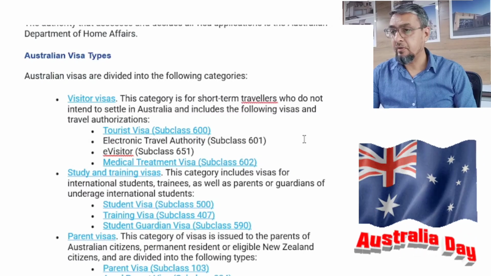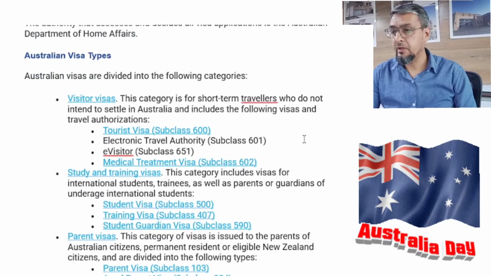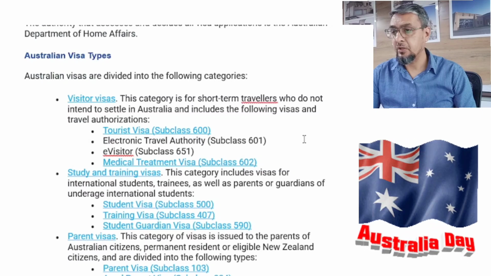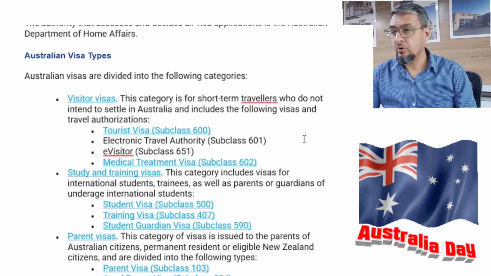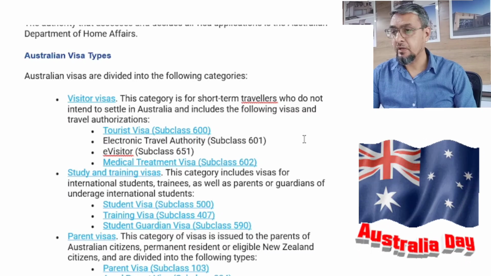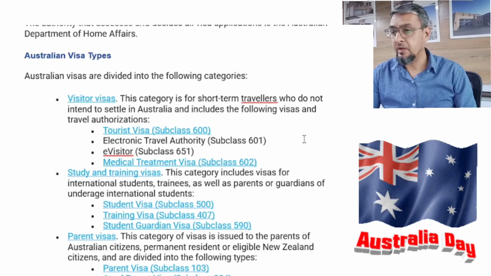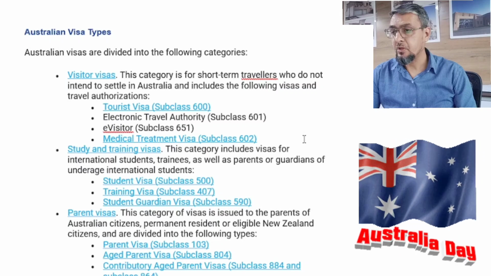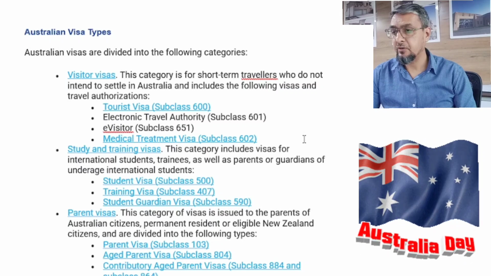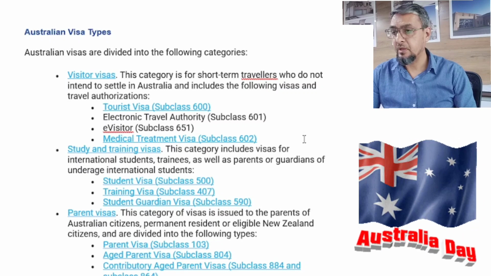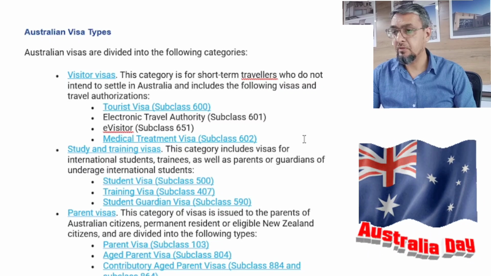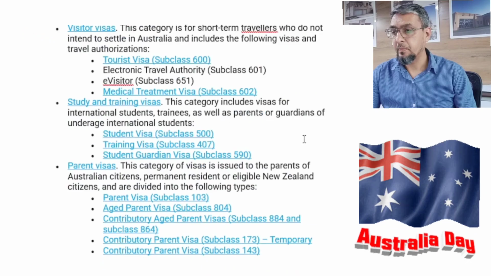Australian visas are divided into the following categories. Visitor visa: this category is for short-term travelers who do not intend to settle in Australia, and includes the following visas and travel authorities. Tourist visa subclass 600, electronic travel authority subclass 601, e-visitor subclass 651, medical treatment visa subclass 602.